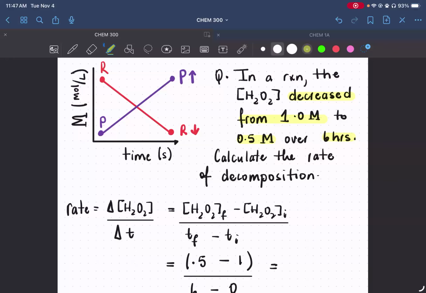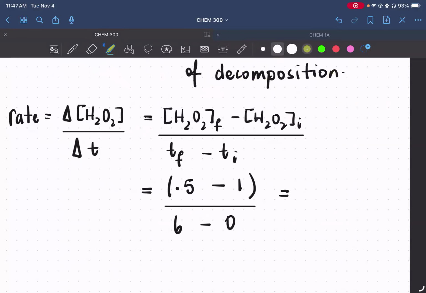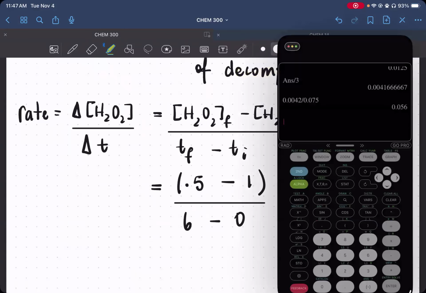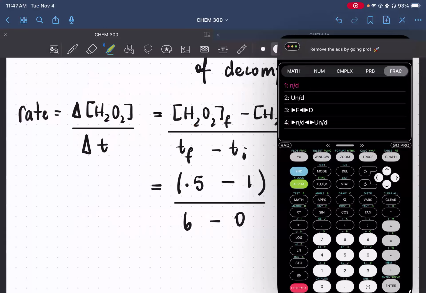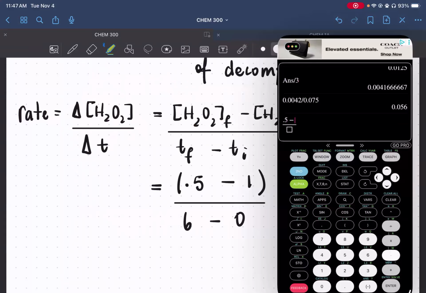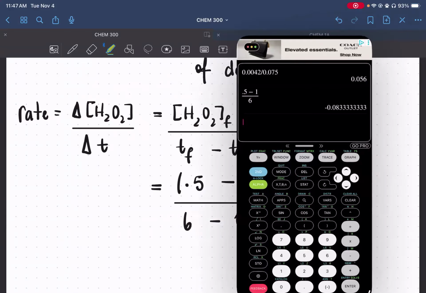The fact that it starts at 9 a.m. and ends at 3 p.m. is kind of irrelevant. The change is 6 hours. You're told as much. If we go ahead and put this into our calculator, 0.5 minus 1 all over 6, we actually get a negative number.